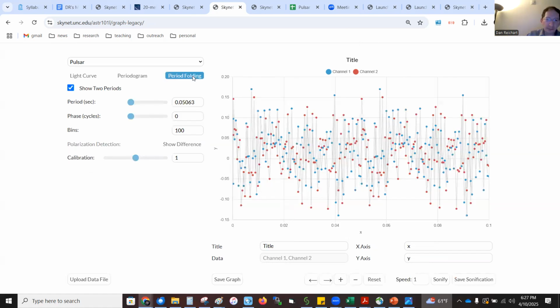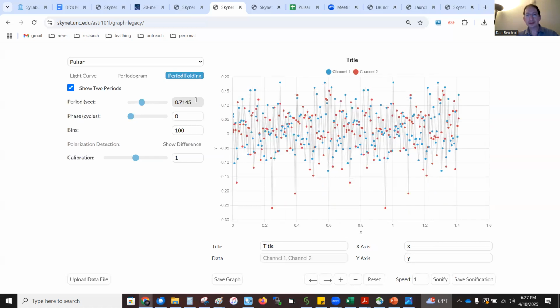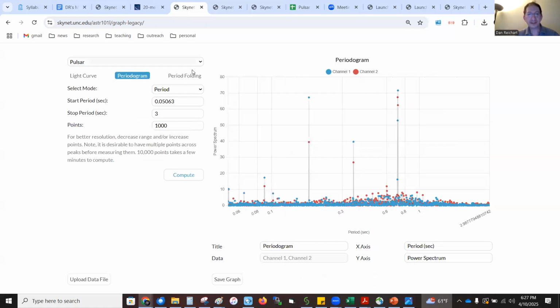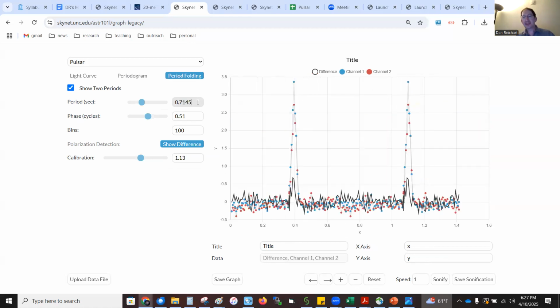On the period folding page, put the period back in here. Oh, wrong event. Let me come over here. Period folding, put the period back in here, 0.745. My reminder here is to sonify it. Sonify the before, sonify the after. Listen to this thing.